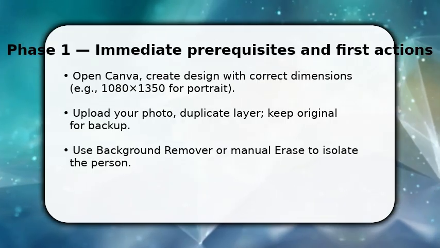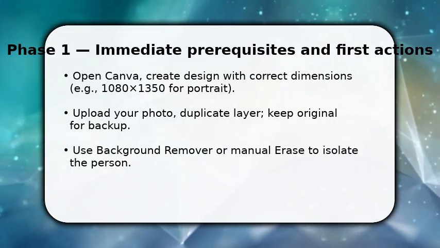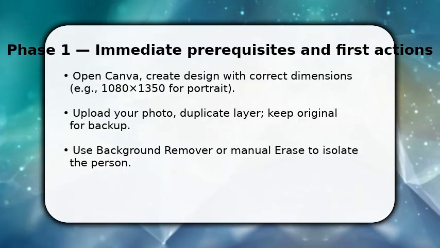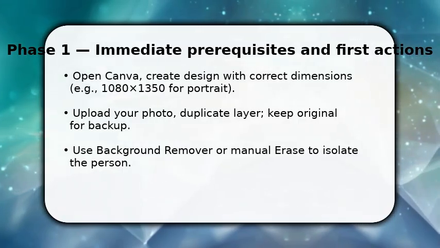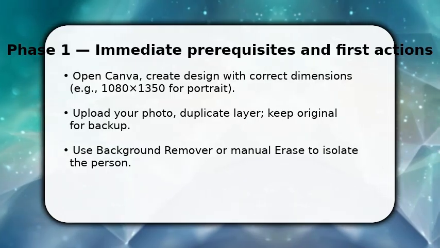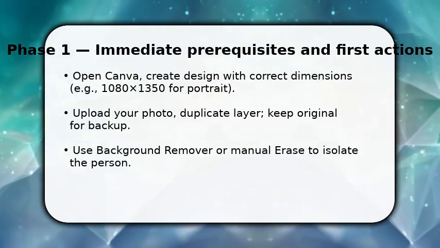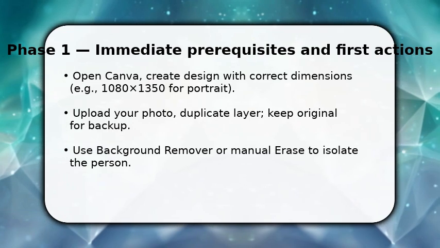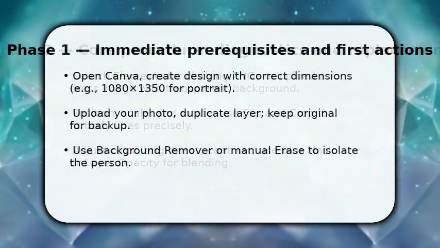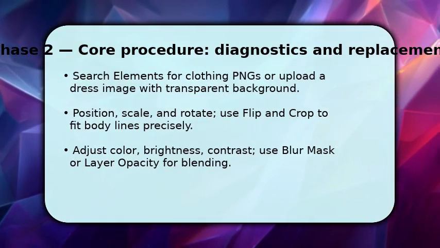Next, use background remover for a fast cut. If edges are imperfect, switch to the erase and restore tools and refine hair and sleeves. Once the subject is isolated, make sure the selection is clean and save a copy before moving on to add clothing elements. Now you bring in the new dress and fit it to the body.